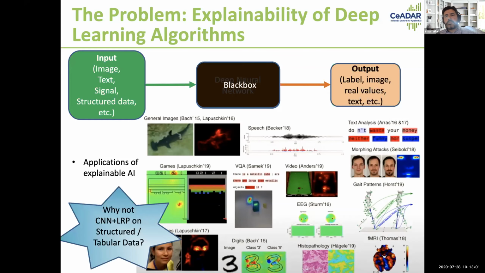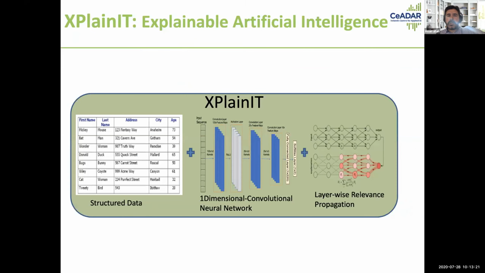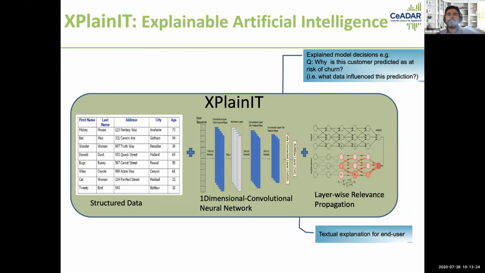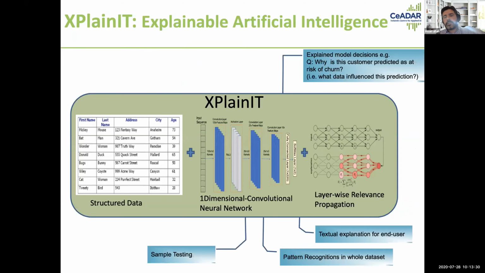But from the literature review, we have found that they were not being used for structured data, or as she mentioned a while ago, layer-wise relevance propagation is being used with deep neural networks rather than with the traditional machine learning techniques. So what we proposed in the explainable artificial intelligence or XPlainIT demonstrator is to use a deep convolutional neural network with structured data, which is not very common, and with the explainability technique of layer-wise relevance propagation in order to explain how a deep convolutional neural network will work with structured data and how it will take decisions.